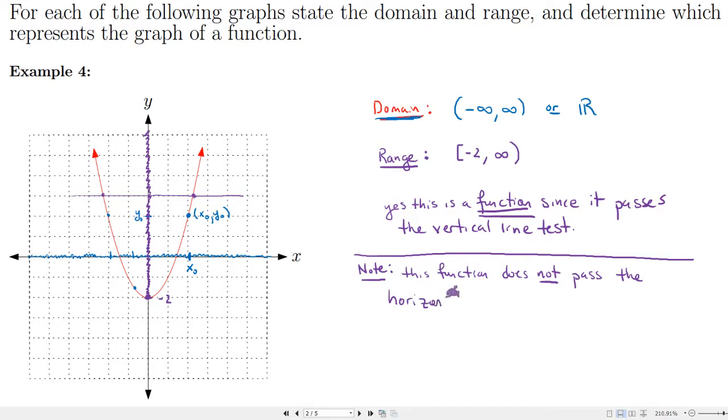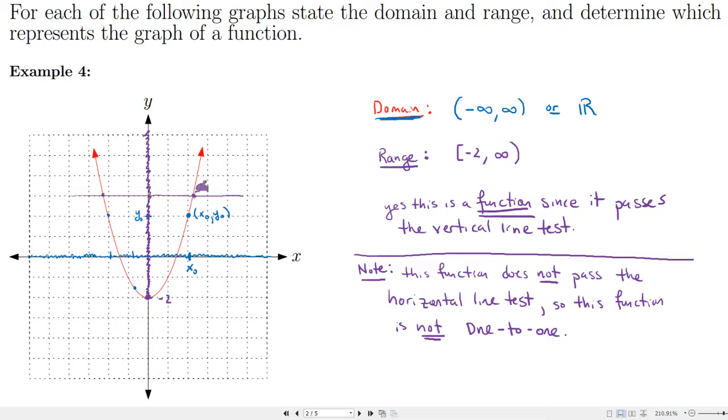Horizontal line test. So it's the same thing as the vertical line test in its substance. You just draw a horizontal line instead, and it should only hit the curve at one spot. But here it hits two spots, so it does not pass the horizontal line test. So this function is not one-to-one. Okay, so a one-to-one function is one that does pass the horizontal line test.